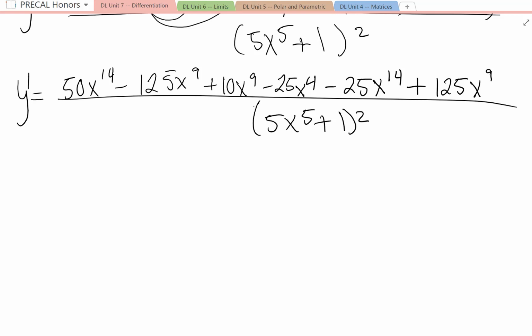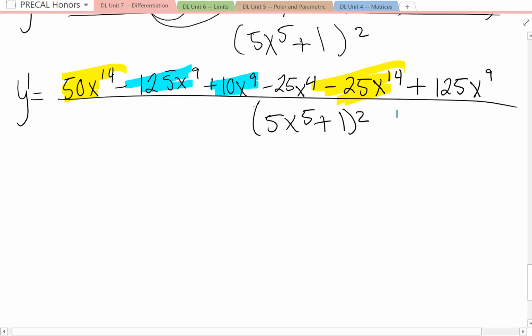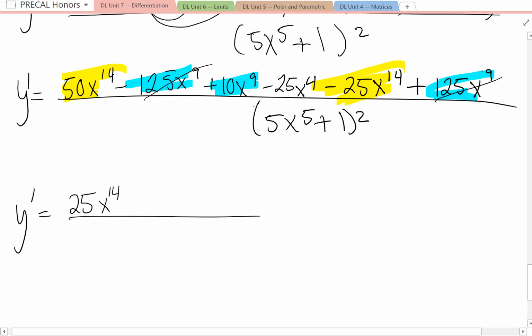We do have some like terms. We have some 14s and some 9s. So y prime is equal to 25x to the 14th. That's 0, so plus 10x to the 9 minus 25x to the 4th, over 5x to the 5th plus 1 squared.